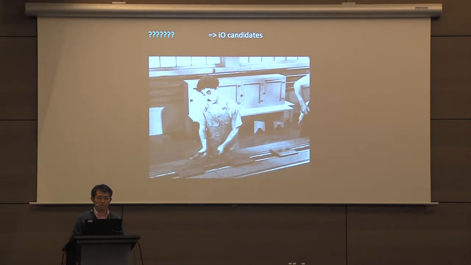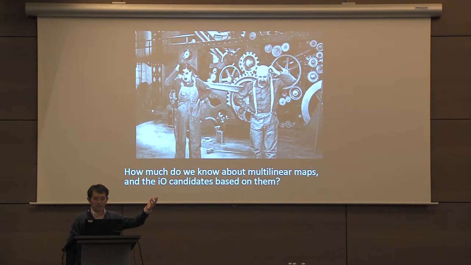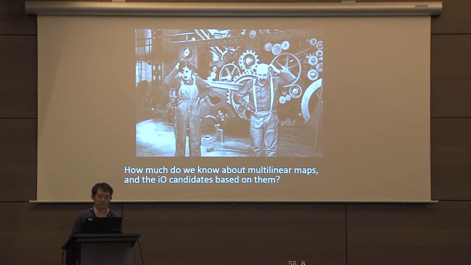But as people who maybe only have elliptic curves or other tools on hand, you can still ask: what can I.O. candidates be built from? Currently, we only know how to build I.O. candidates from candidate multilinear maps. And the question that will recursively come back is: how much do we know about the candidate multilinear maps and the I.O. candidates based on them?